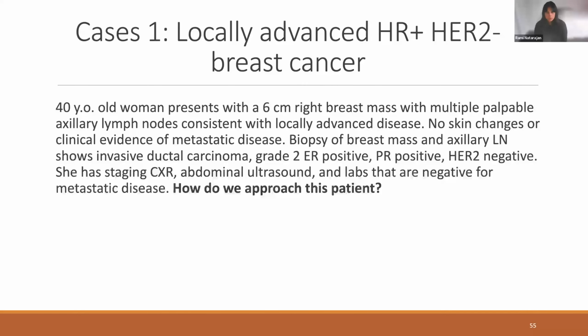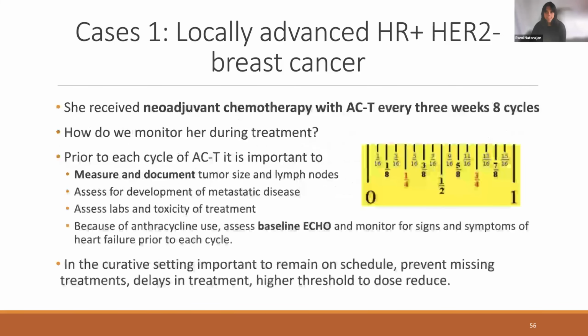So how do we approach this patient? I'll just give everyone a short amount of time to just make a note. So because she has locally advanced hormone receptor positive HER2 negative breast cancer, we would favor a neoadjuvant approach. So she received neoadjuvant chemotherapy with ACT every 3 weeks.